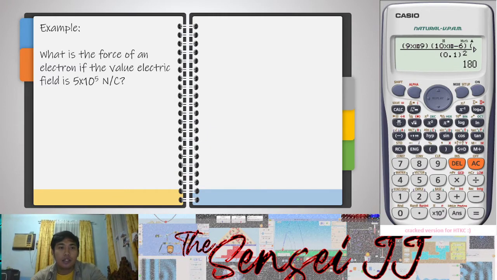So we have here another example. So what is the force of an electron if the value of the electric field is 5 times 10 raised to 5 Newton per Coulomb? So force naman yung tinatanong natin. We have here an electron. Okay, so force naman yung tinatanong. So please, guys, try to solve this one. And let's see kung paano natin gagawin to. Okay? So, please proceed guys.